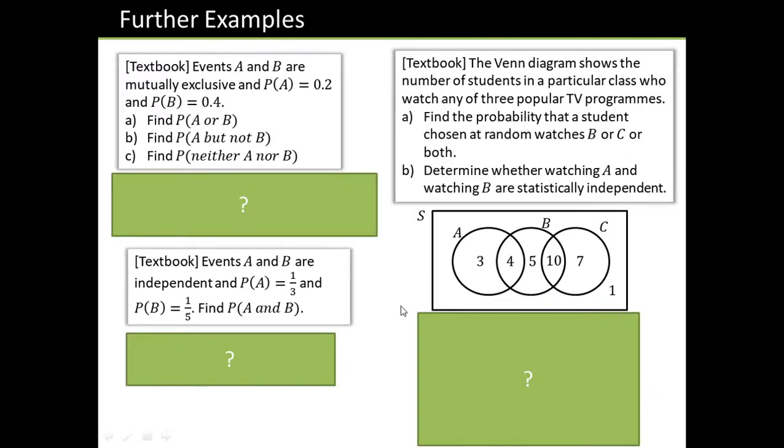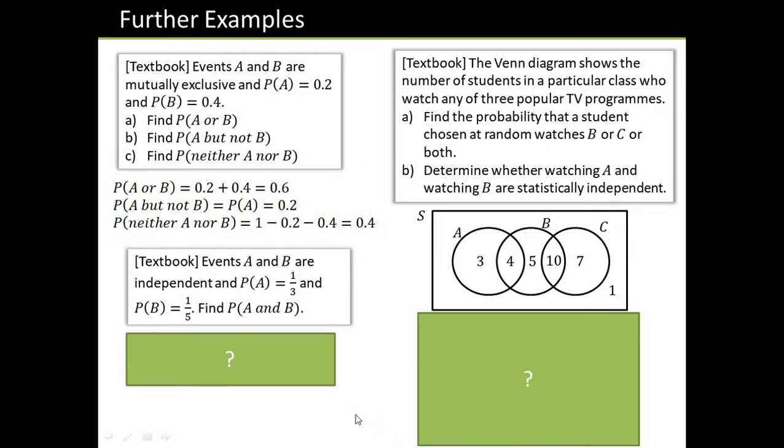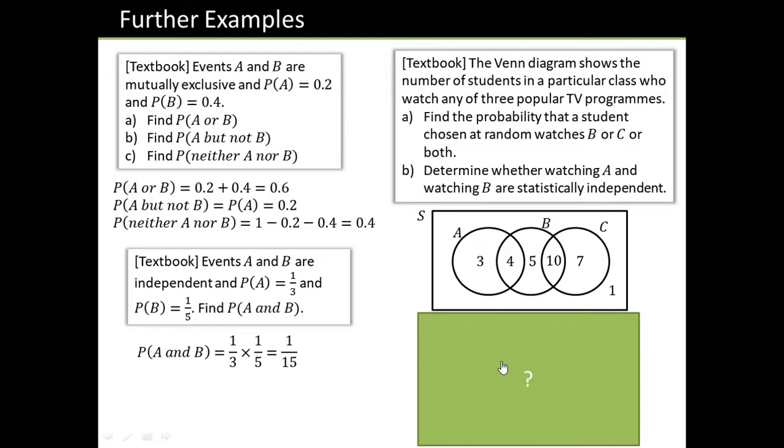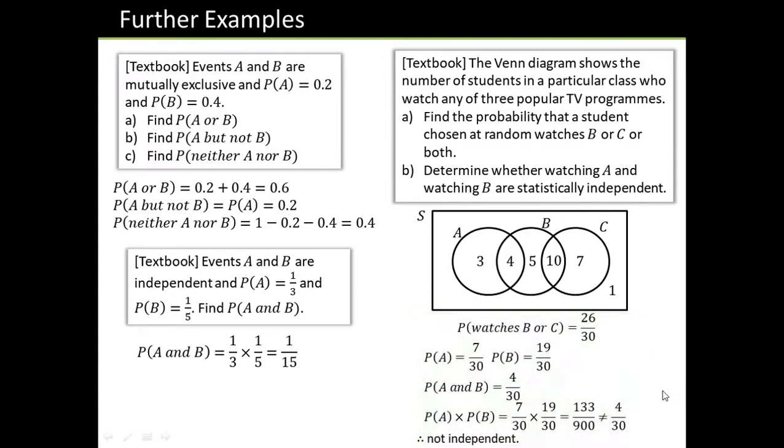So if you could try these questions and pause the video. I'm not going to explain in detail these answers, but I'm going to reveal them for you. Okay, so make a note. If you're not sure about those answers, make a note of it and make sure you bring it along to the lesson to ask about.